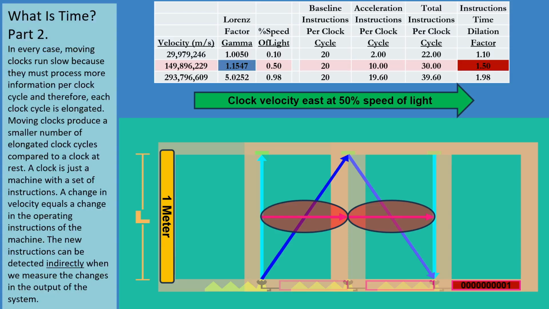In every case, moving clocks run slow because they must process more information per clock cycle, and therefore each clock cycle is elongated. Moving clocks produce a smaller number of elongated clock cycles compared to a clock at rest. A clock is just a machine with a set of instructions. A change in velocity equals a change in the operating instructions of the machine. The new instructions can be detected indirectly when we measure the changes in the output of the system.